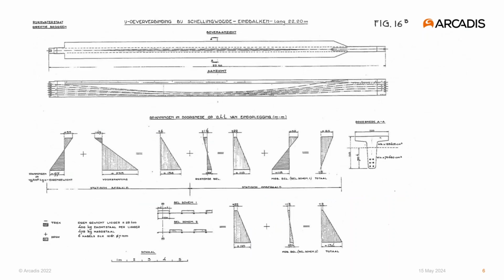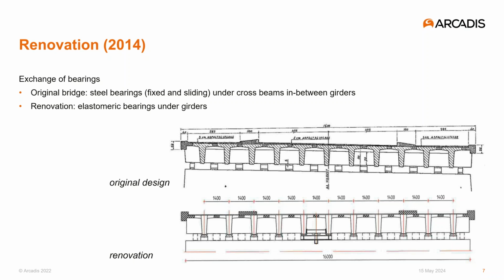I told you the girders are pre-stressed, and this picture shows the layout of the pre-stress tendons and the way they designed it back then. And it also shows the traffic load configuration used to dimension the pre-stress. It's a checkerboard of span loads. After having been in service for almost 50 years, the original steel bearings of the approach bridges were replaced by elastomeric bearings. The original bearings had been positioned under the primary crossbeams in between the girders, but the elastomeric bearings were placed under the girders themselves.